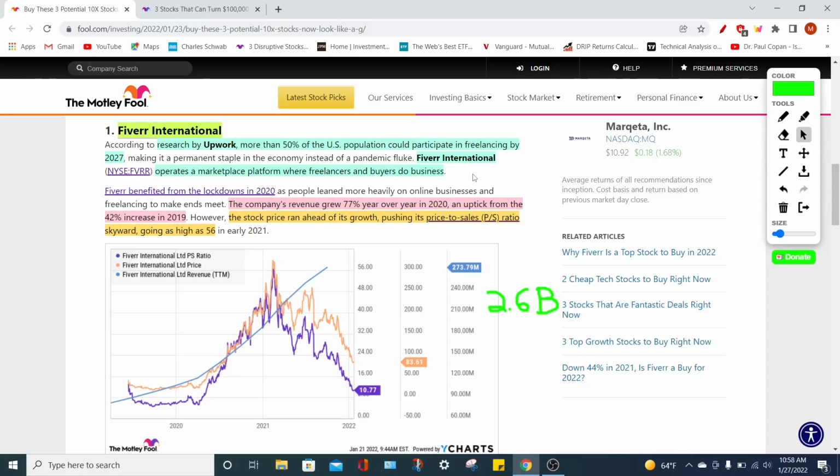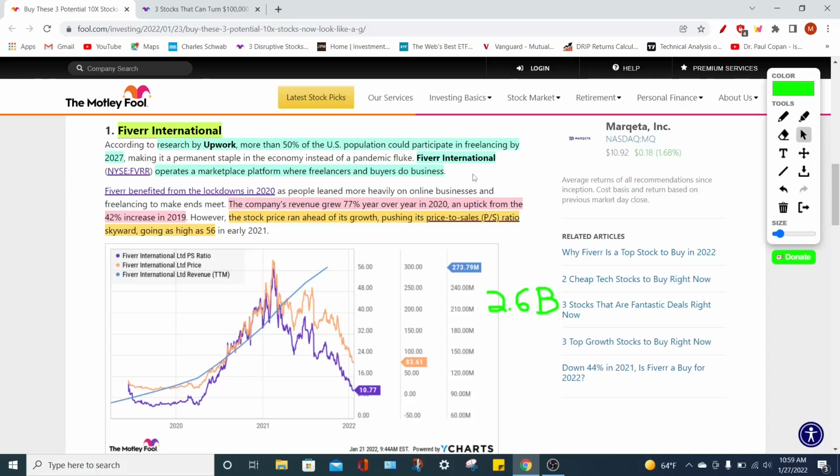Now, why is this a 10x company? Well, a recent report by Upwork released a research paper that said that more than 50% of the United States population is going to start participating in freelancing by 2027. And because Fiverr International operates as a marketplace and a platform for various freelancers to do business with buyers, this is going to heavily impact Fiverr's revenue and therefore their profitability and hopefully their stock price.